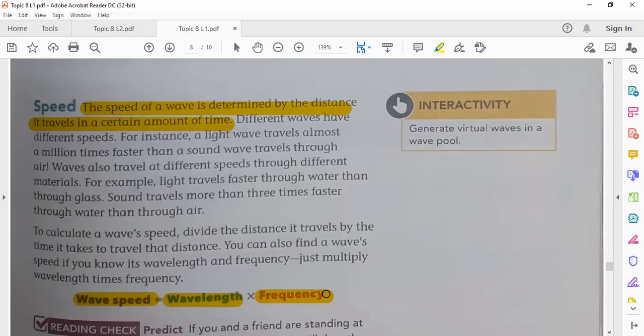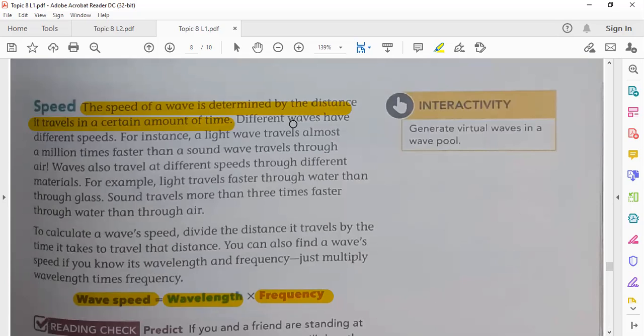You can measure to calculate a wave's speed: divide the distance it travels by the time it takes, or you can also find the wave speed if you know its wavelength and frequency. Just multiply the wavelength times the frequency. If you know its wavelength and its frequency, just multiply the wavelength times the frequency. The speed is measured in the units meters per second.